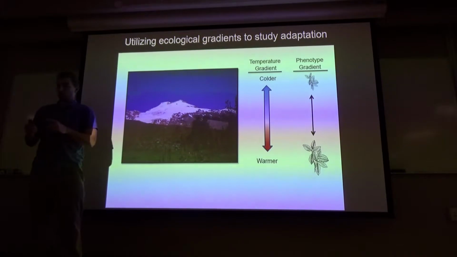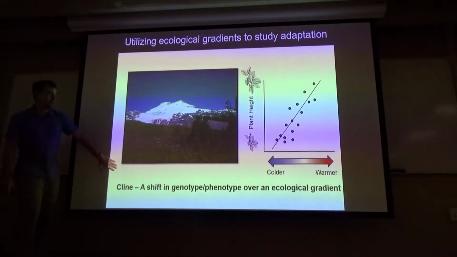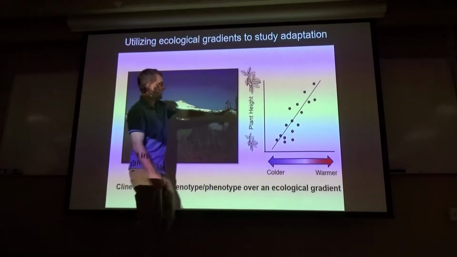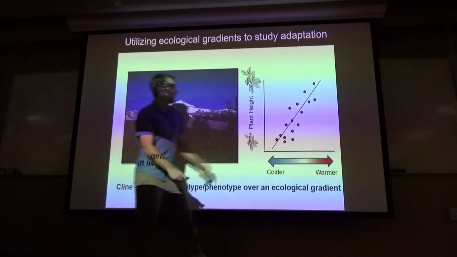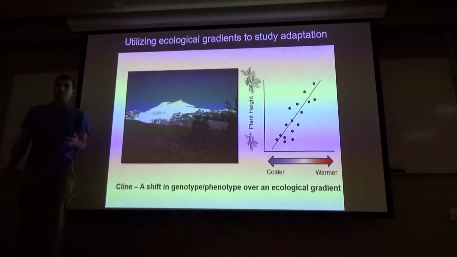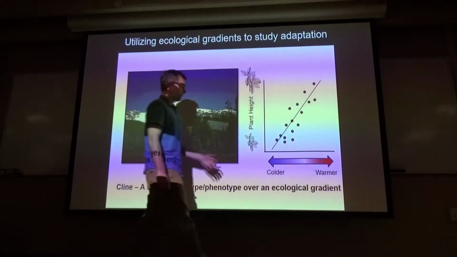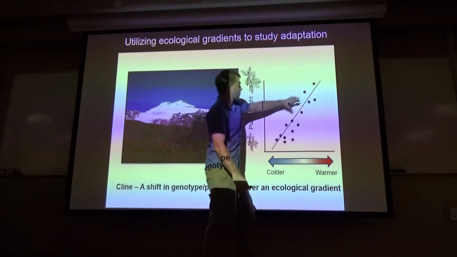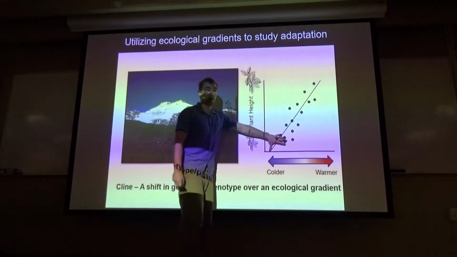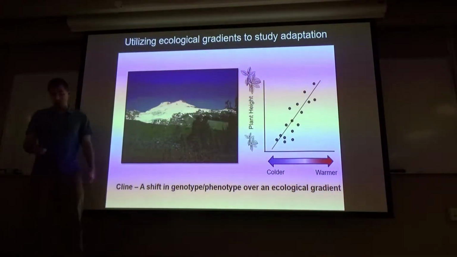If we compare those two things together, we can get what we call a cline, which is a shift in genotype or phenotype over an ecological gradient. Here we have plant height and temperature on the x-axis. What those clines actually represent is a prediction about how natural selection is acting in those populations. So for instance here, we might predict that taller plants have higher fitness in warmer environments and smaller plants have higher fitness in colder environments along this particular gradient.